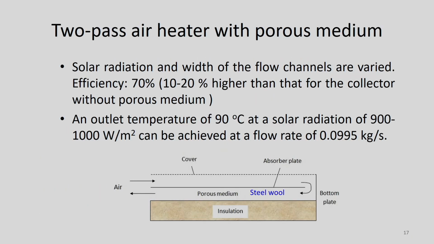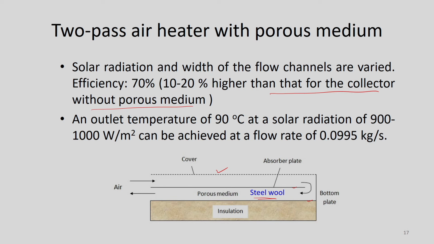So, again, here a porous medium is applied. Porous medium is nothing but some kind of steel wool to increase the absorption of solar radiation, so that efficiency can be maximized. Okay. We have the glass cover, then the absorber plate, and then the bottom plate. The solar radiation and width of the flow channel are varied, and efficiency was found to be 70%, which is 10 to 20% higher than that of the collector without porous medium.